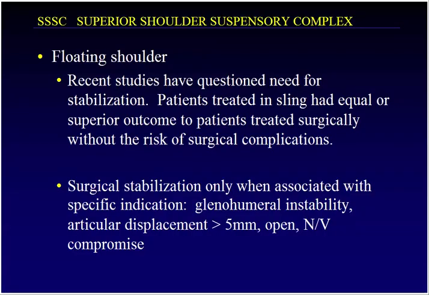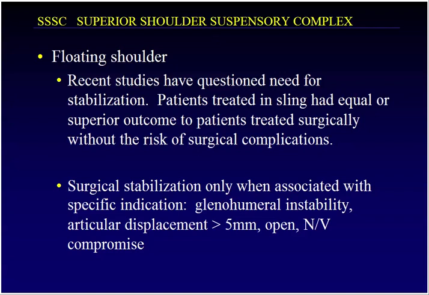However, for the floating shoulder, you should also be aware that recent studies have really questioned our thinking on this, and we're reevaluating whether any part of the floating shoulder injury needs to be surgically stabilized. Some prospective studies have demonstrated that patients treated in a sling had equal to superior clinical outcomes to patients treated surgically, and obviously without the risk of surgical complications. So for the patient that I just presented to you, probably the board answer at this point for a patient with a floating shoulder with a mid-shaft clavicle fracture and an associated scapular body or glenoid injury would be non-operative treatment.